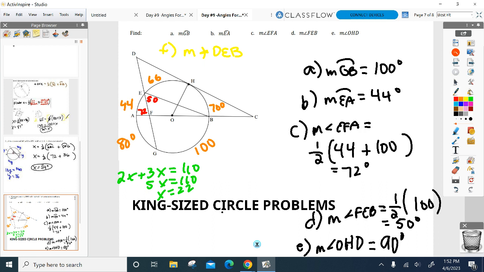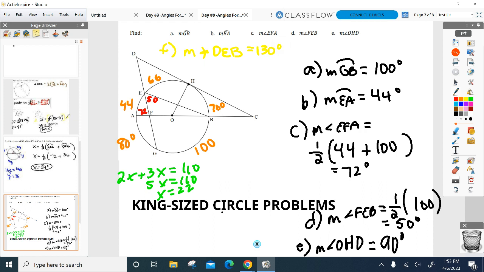Sometimes it won't take a circle fact to get your answer. It'll just take plain old geometry. Remember that 50 we just found? Good thing we wrote it in because we're looking for the angle right next to it. And what's the relationship? Linear pairs. And what do you know about them? They are supplementary.